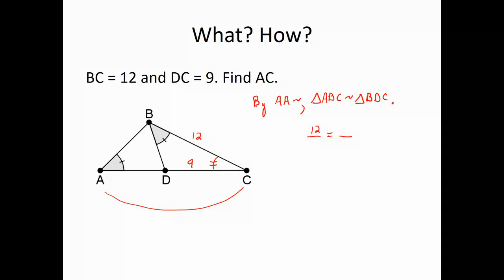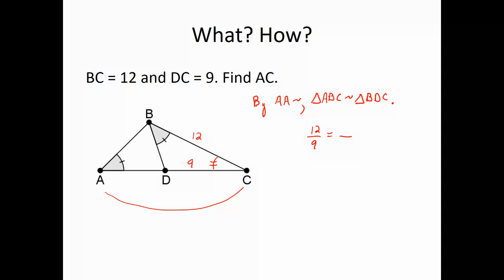Okay, so 12 is the BC from triangle ABC. And to what does that correspond in triangle BDC? Well, B and C are second and third position, so that corresponds to DC, second and third position in triangle BDC, and DC is equal to 9.